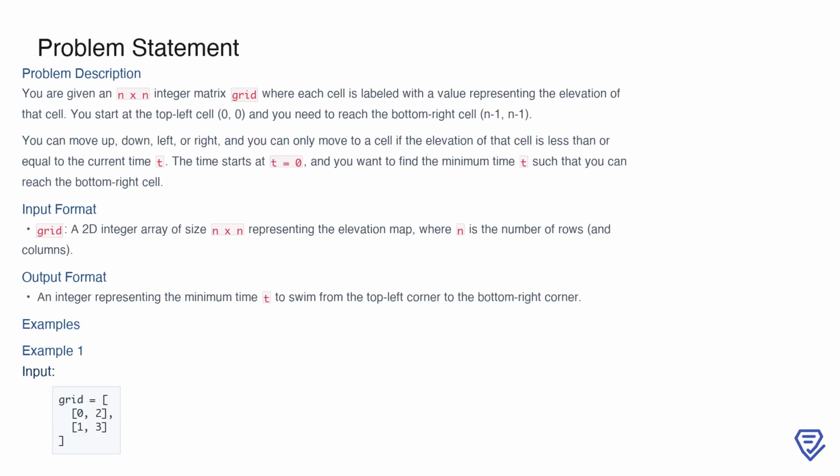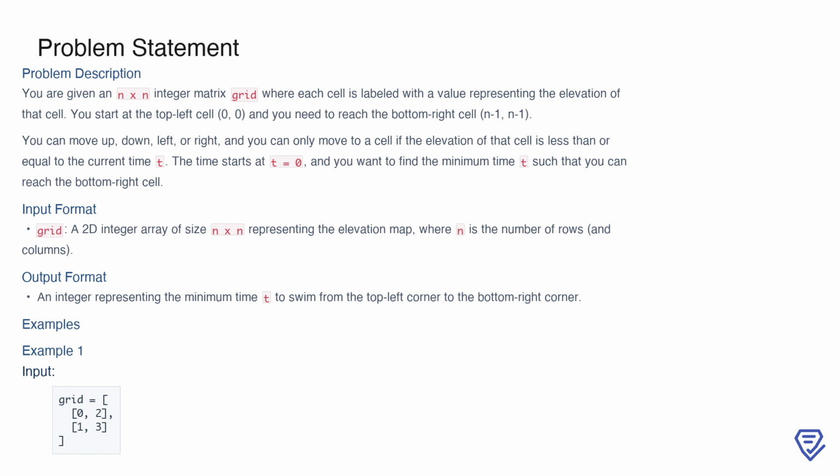Let's dive in. In this problem, we are working with an n x n matrix called grid, where each cell represents the elevation of that specific position. You begin your journey at the top left corner of the grid, which is grid[0][0], and your goal is to reach the bottom right corner, grid[n-1][n-1].